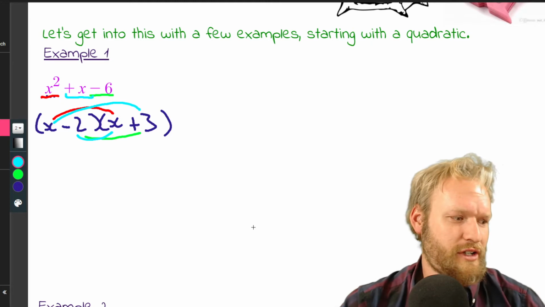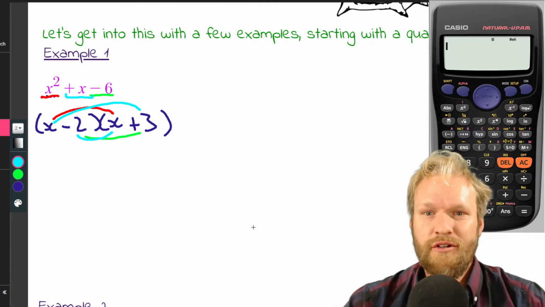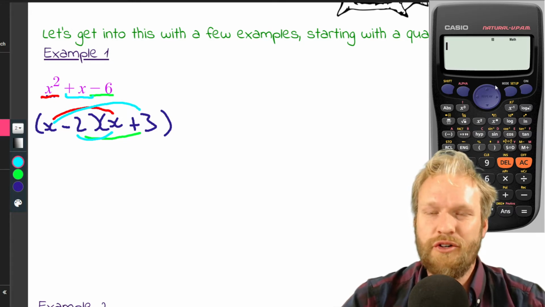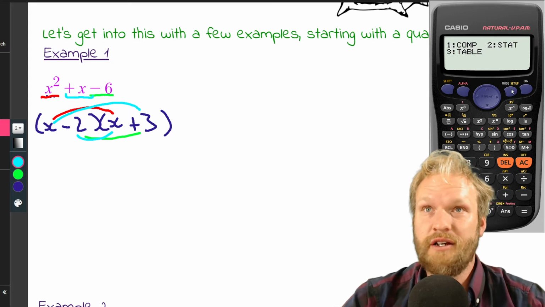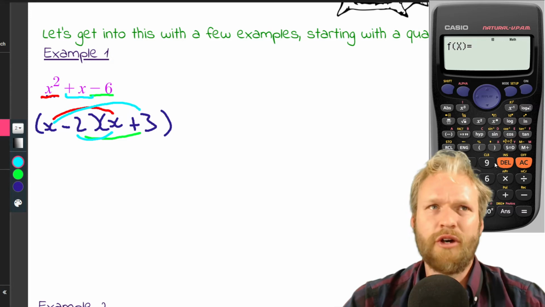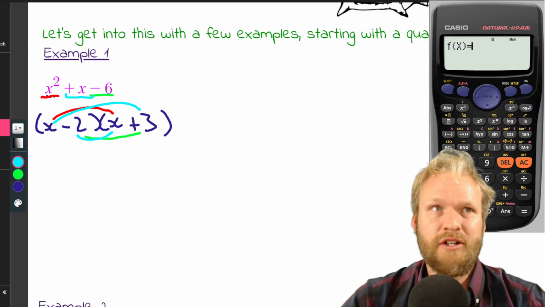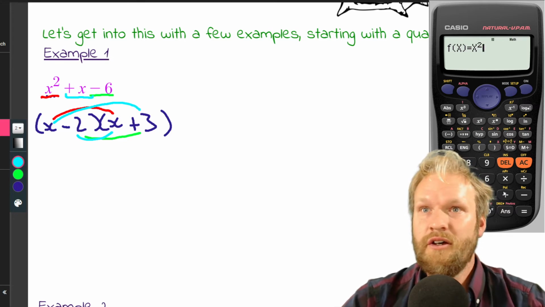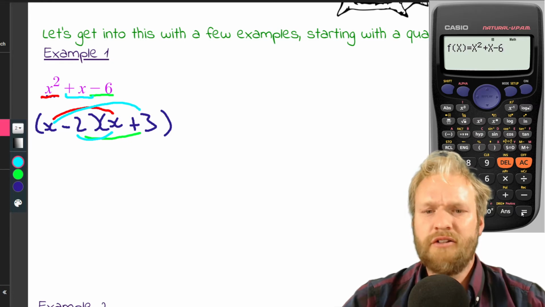Now we're going to use our calculator to help us out here. So grab your calculator and change the mode to table mode. On the top right of this particular calculator, we go mode, table is 3, so we click on 3. Now we've got f of x equals. Let's punch this in. We've got x squared, so the x is over here: alpha x squared plus alpha x minus 6. Okay, so that's our function.